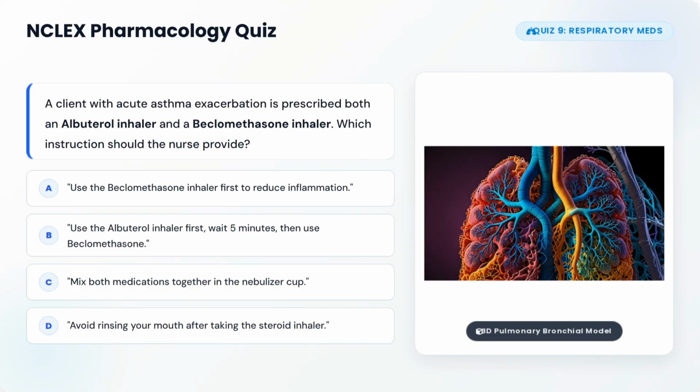Let's move to respiratory medications. A client with an acute asthma exacerbation is prescribed both an albuterol inhaler and a beclomethasone inhaler. What should the nurse instruct the client regarding their use? A. Use the beclomethasone inhaler first to reduce inflammation. B. Use the albuterol inhaler first, wait 5 minutes, then use beclomethasone. C. Mix both medications together in the nebulizer cup. D. Avoid rinsing your mouth after taking the steroid inhaler.